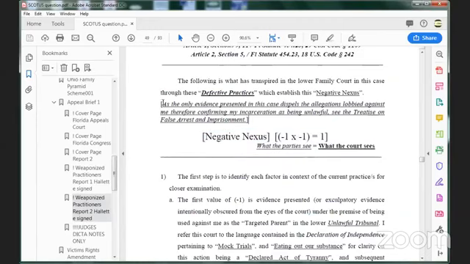As the only evidence presented in this case dispels the allegations lobbied against me, therefore confirming my incarceration as being unlawful, see the treatise on false arrest and imprisonment, mentioned on the cover page, right? So I would certainly call that a defective practice.